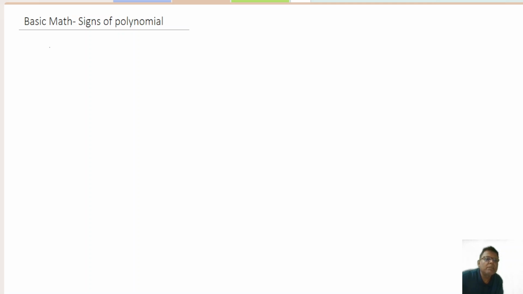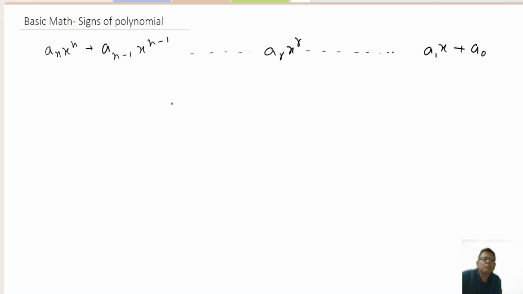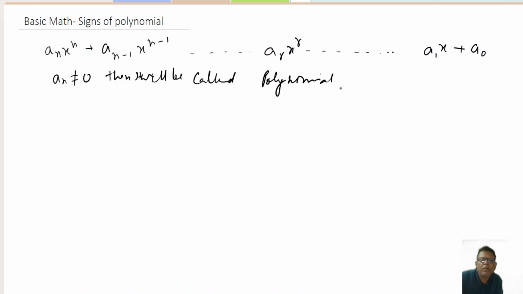So what is a polynomial? Suppose some expression is a_n x to the power n plus a_(n-1) x to the power n minus 1, and so on up to a_r x to the power r, plus a_1 x plus a_0. If a_n is not equal to 0, then it will be called a polynomial of degree n. So this is the polynomial.